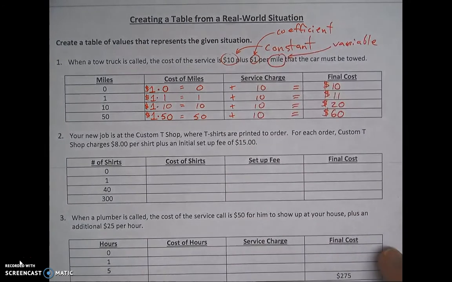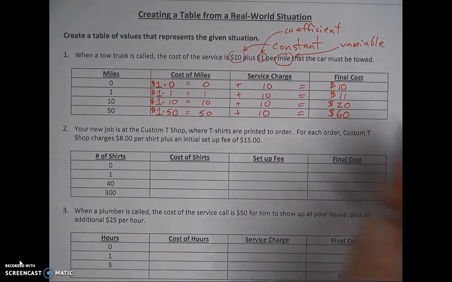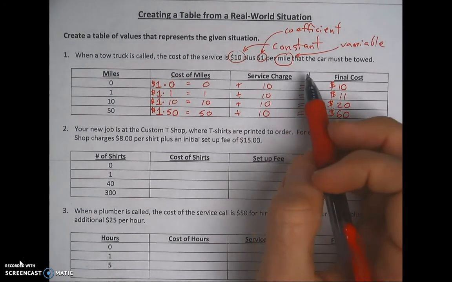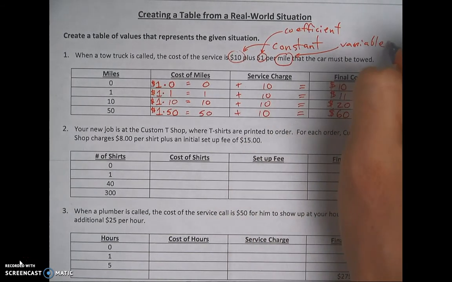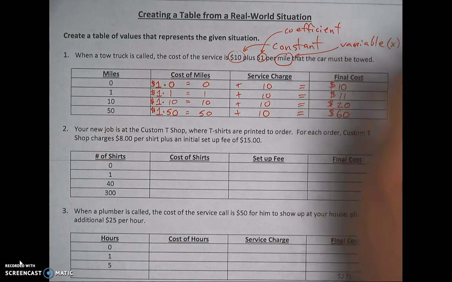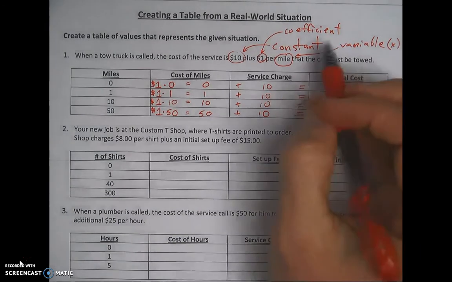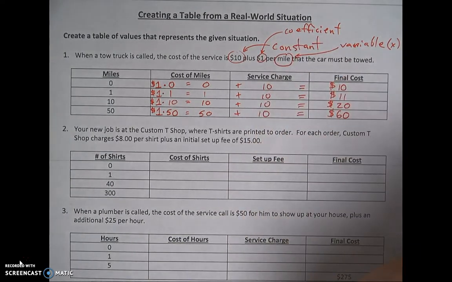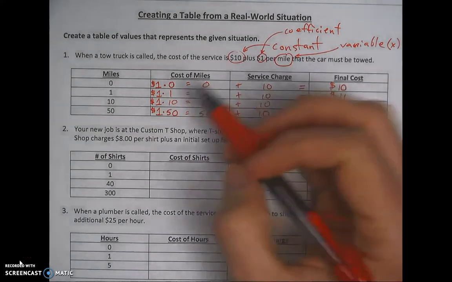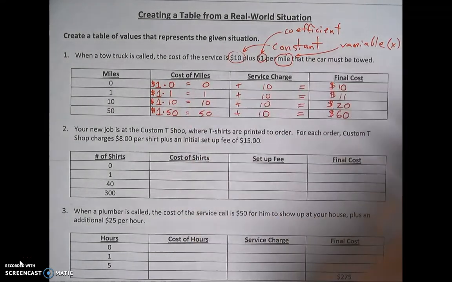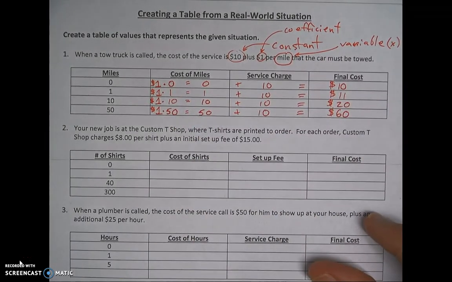Those are important parts of every equation that we're going to write. There's going to be a constant being added or subtracted. There's going to be a variable that changes in every situation, represented by an x or whatever letter we choose once we get there. And the coefficient is the number being multiplied by that variable, and that's going to stay the same in every situation. So the cost of the miles is always the same individually, and it's just changing based on how many miles we go. All right, so let's look at number 2.